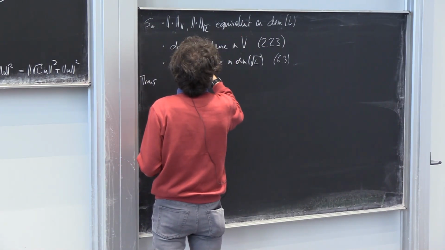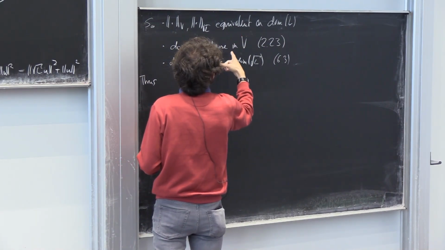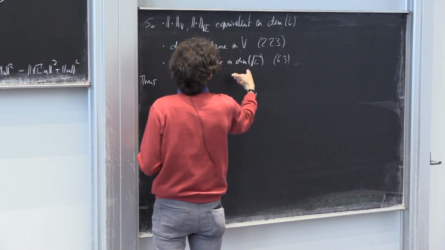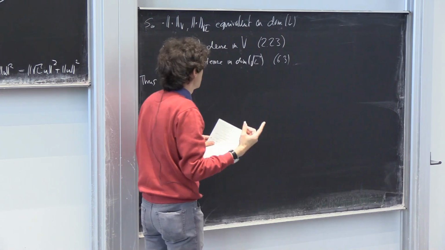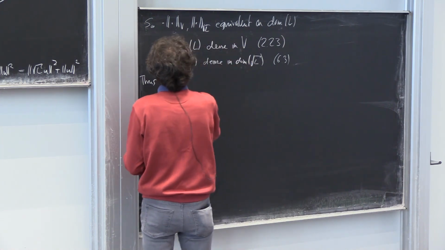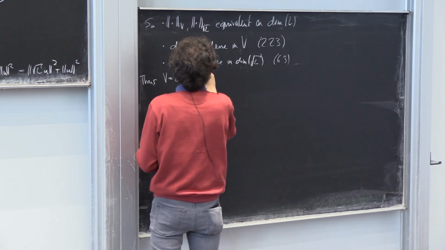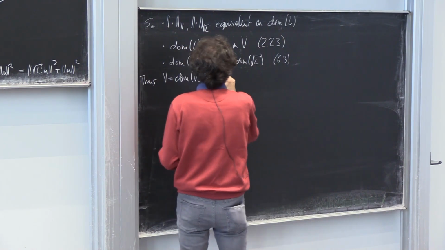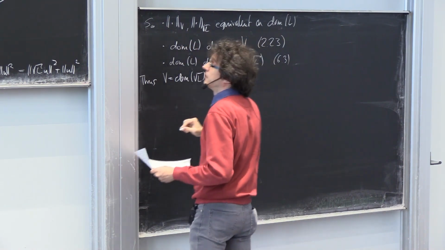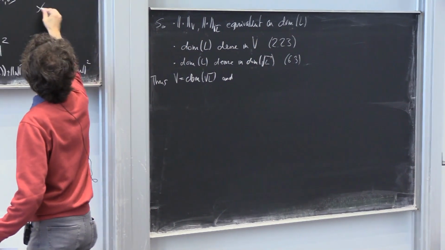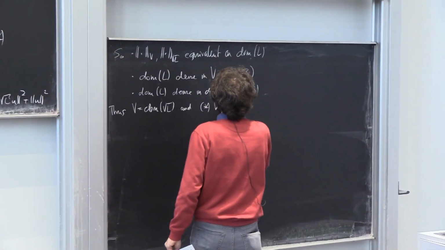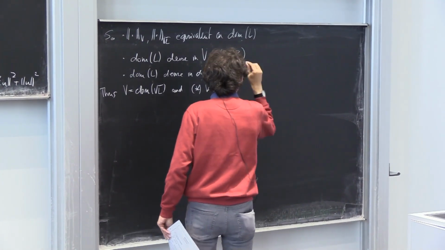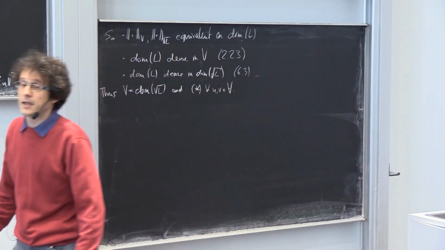So the domain of L is now dense in these two spaces, and the norms are equivalent. So the closures with respect to the two norms are the same. This is the same as this, and you also get this equality here for all u, v in V, or in the domain of the square root of L, which is the same.